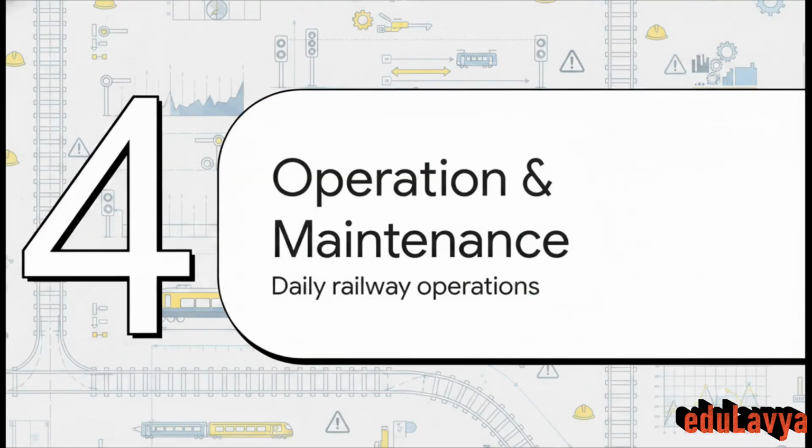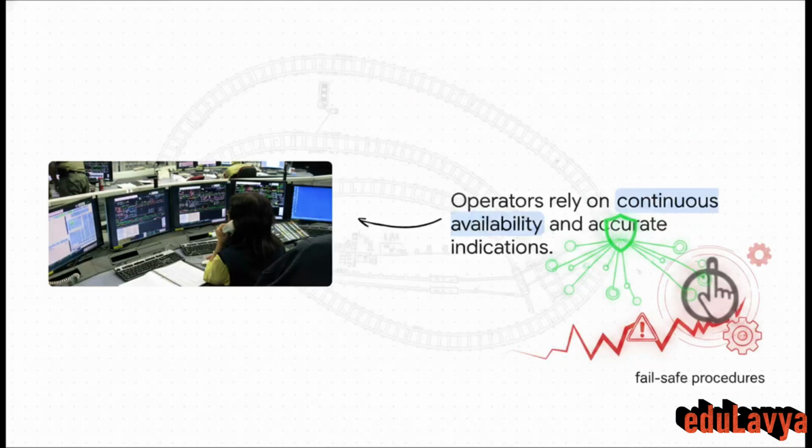Let's move on and see how this builds into Phase 4, operation and system maintenance. We have to consider the human element in the control center. The operators there rely heavily on continuous system availability and perfectly accurate indications. Because here is the harsh operational reality. Poor system availability forces those operators to fall back on manual procedures. And since manual procedures lack the hard, fail-safe protections of the automated interlocking system, they are open to human error and are inherently far less safe. Maintaining uptime is just as vital as maintaining the safety logic itself.